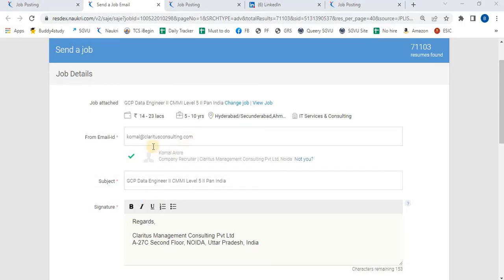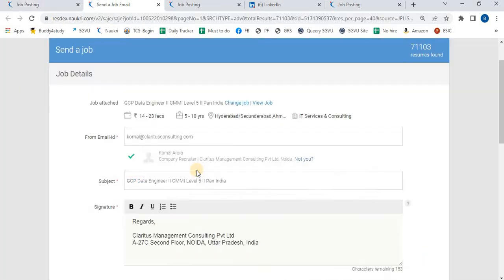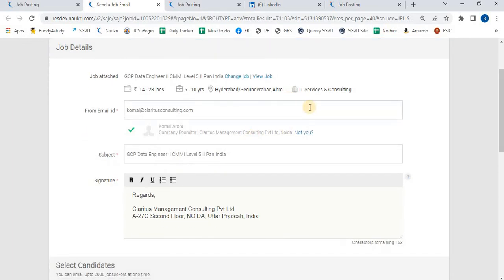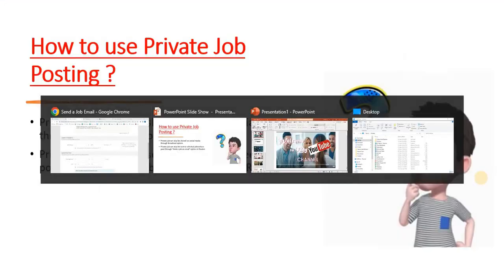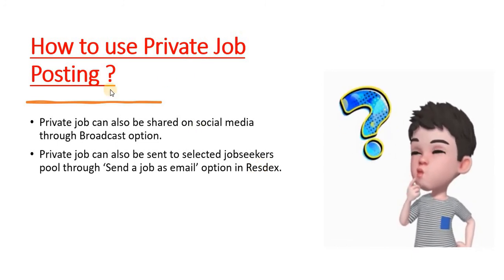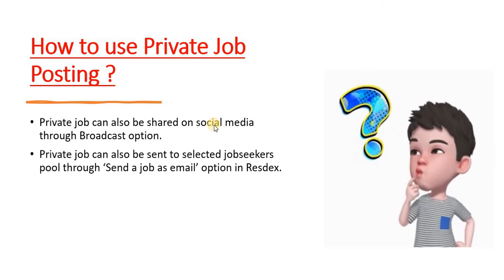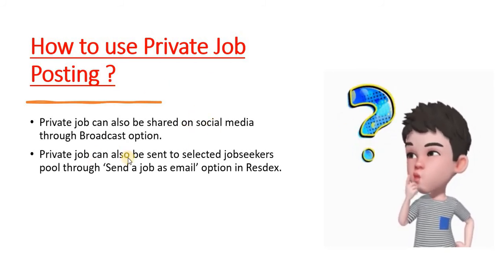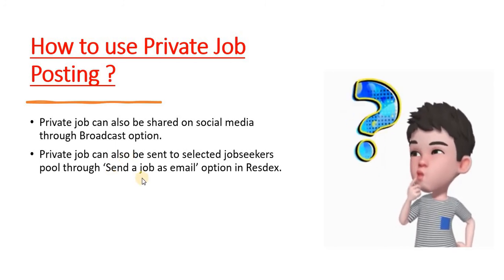So I just clicked on this option, send job as email. This page appeared in front of me, a similar kind of page appears when we do mass mailing. So friends, these are the two major helpful points for private job posting: how we can utilize a private job posting being a recruiter, by posting on social media sites, and also using it for mass mailing.